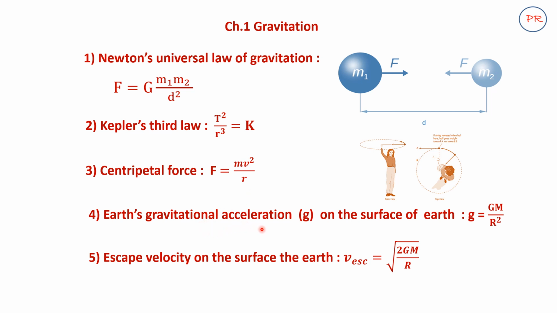Earth's gravitational acceleration, small g, on the surface of the earth is given by capital G M divided by r square. Escape velocity on the surface of the earth is equal to under root 2GM upon r.